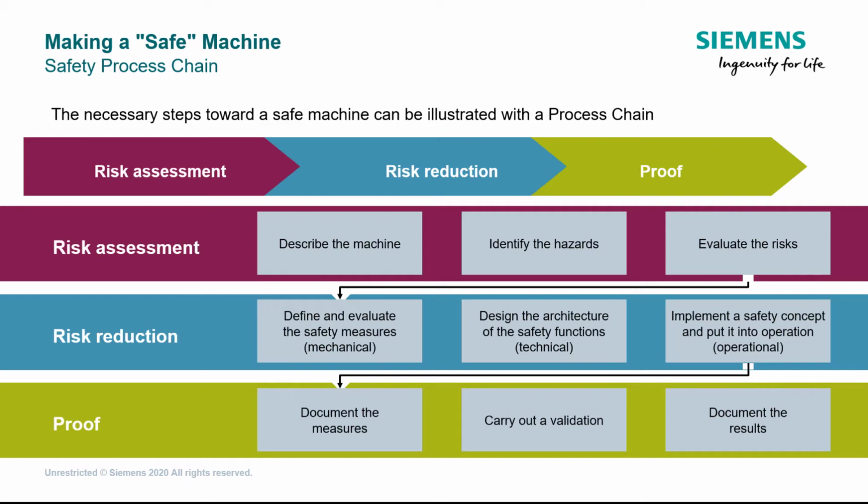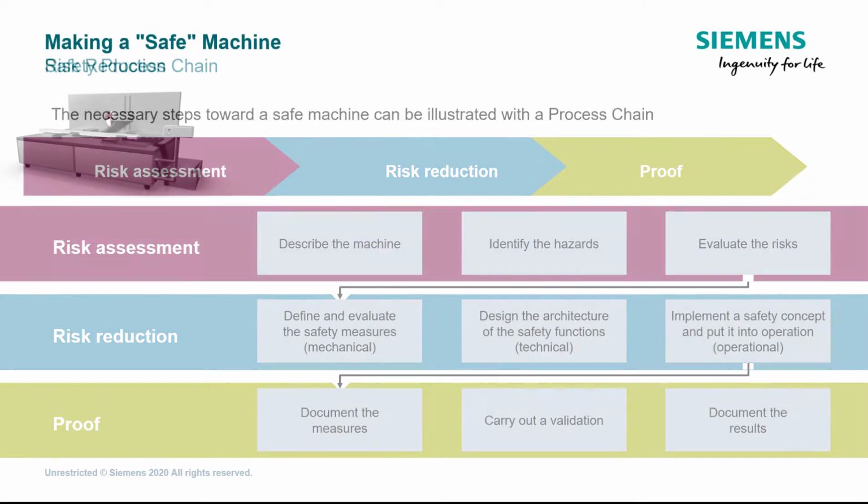So let's now move into the risk reduction phase. During risk reduction, for each of the risks on the machine, the builder has to define safety measures, design safety functions, and then implement the safety concept for the machine, and then put them into operation. So now let's take a look at how that's accomplished.